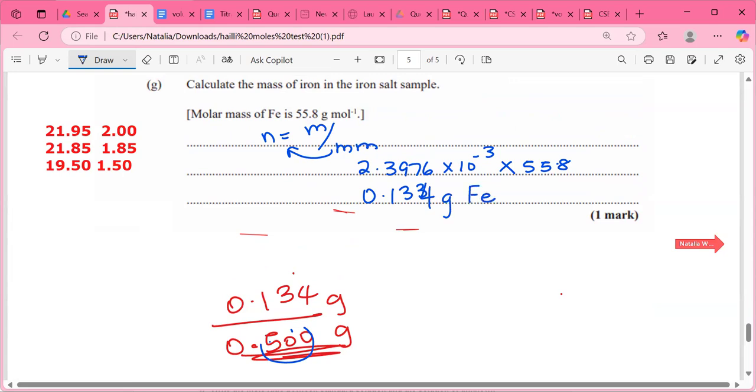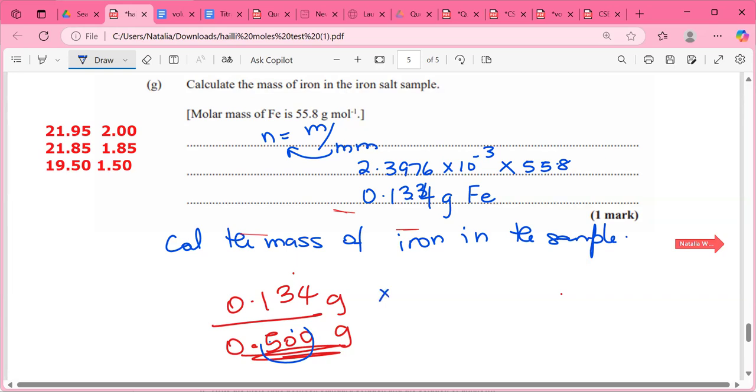And then the last question says calculate the mass of iron in the sample. So the sample of iron salt was 0.05. So the mass of iron divided by the total mass of the iron salt multiplied by 100.